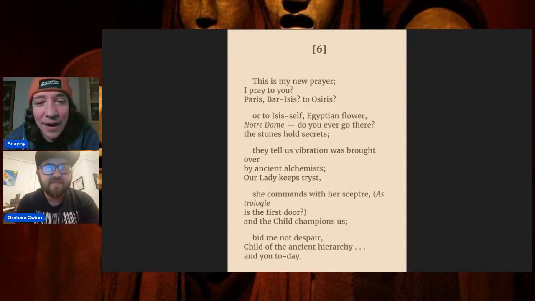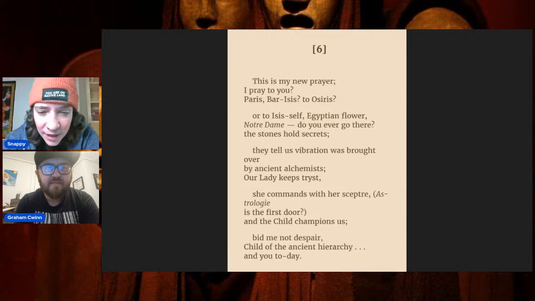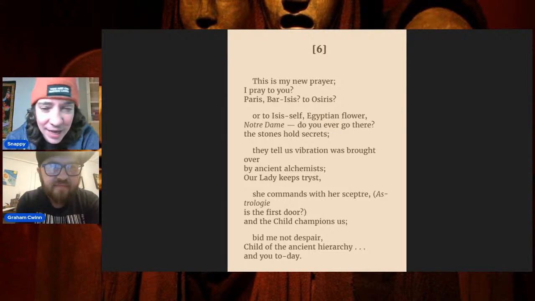"This is my new prayer. I pray to you, Paris, bar Isis, to Osiris, or to Isis herself, Egyptian flower, Notre Dame. Do you ever go there? The stones hold secrets. They tell us vibration was brought over by ancient alchemists. Our Lady keeps tryst. She commands with her scepter. Astrology is the first door, and the child champions us. Bid me not despair, child of the ancient hierarchy, and you today."